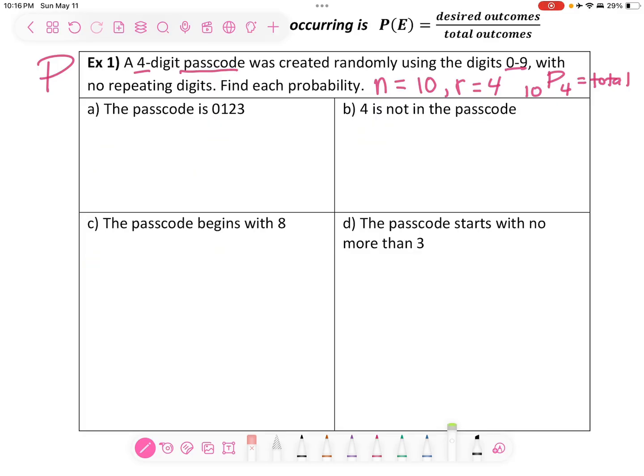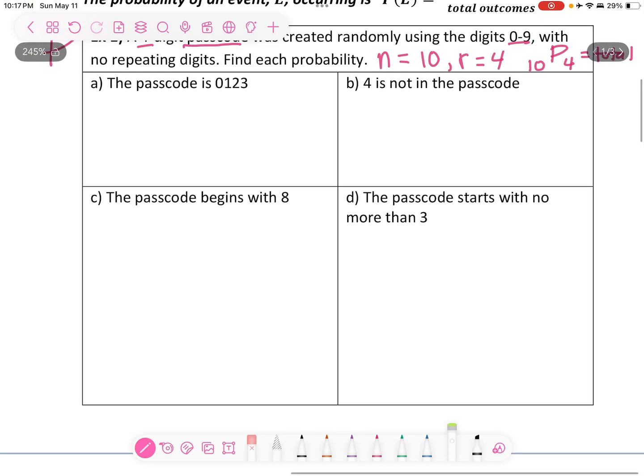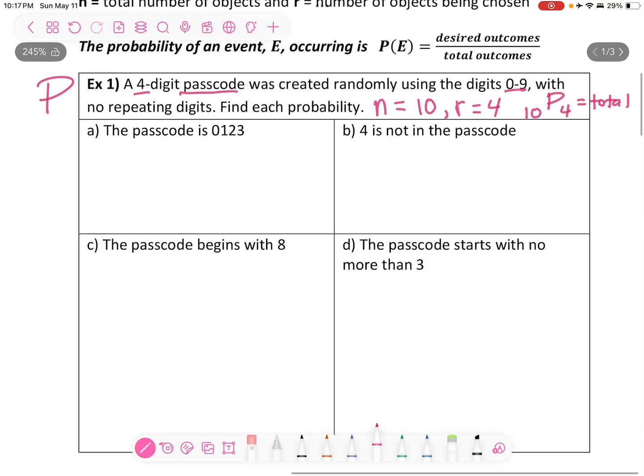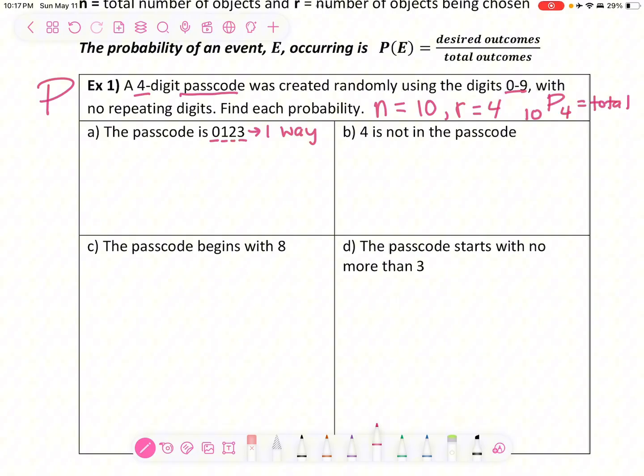All right, so for part A, let's take a look. It says the passcode is 0123. So let's think about our desired outcome. We already have the total anyways. We just need to figure out what the numerator is going to be. We just need to figure out what our desired outcome really is. How many outcomes are in those desired outcomes? Okay, so if the passcode is 0123, thinking about the scenario, there's only one way to get a 0 in the first spot, a 1 in the second spot, a 2 in the third spot, and a 3 in the fourth spot. There's only one way for this to happen. So that means there's only one desired outcome that can possibly happen that can make the passcode exactly 0123.